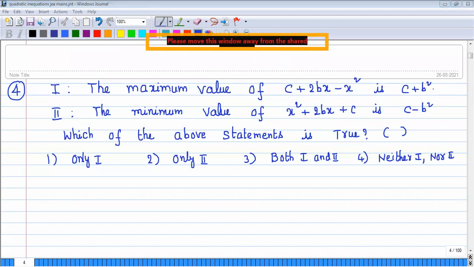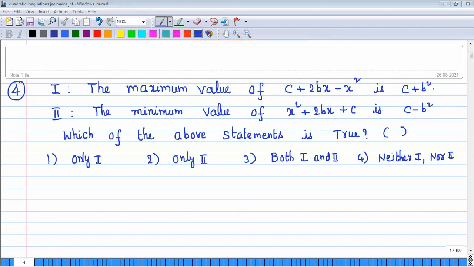So that means here we have two questions. In the first statement, we need to find the maximum value of the expression. In the second statement, we need to find the minimum value of the quadratic function. If c plus b square and c minus b square are both correct, we can say both 1 and 2. If only the first is correct, only 1. If the second one is correct, only 2. If both are wrong, neither 1 nor 2.